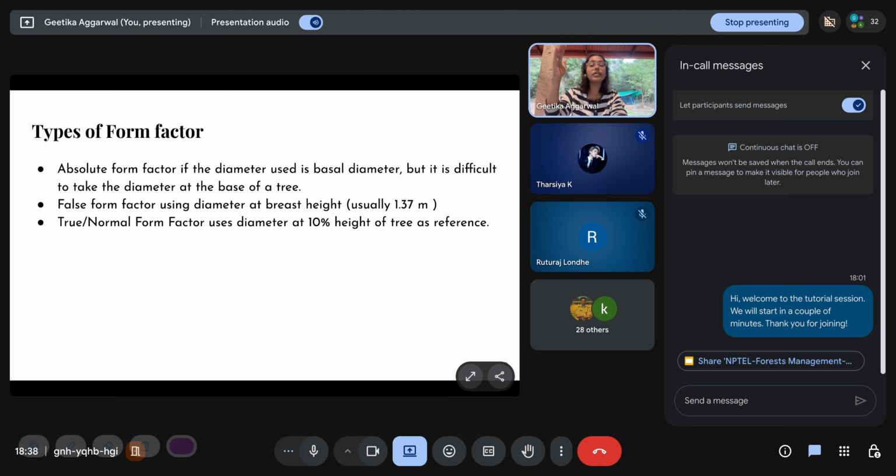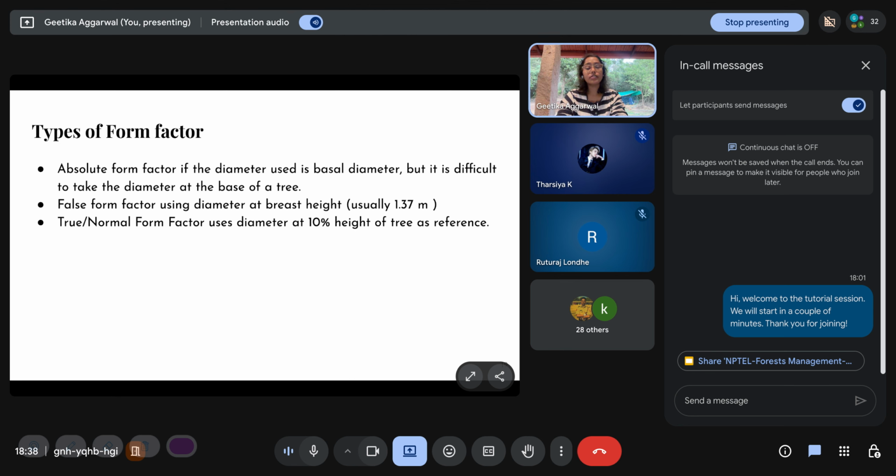And then there is the true or normal form factor, which is a little bit more scientific, which talks about using the diameter at 10% height of the tree as a reference. So if the tree is 50 meters, then 10% height would be 5 meters. So that would be the reference point of taking the height of the tree.